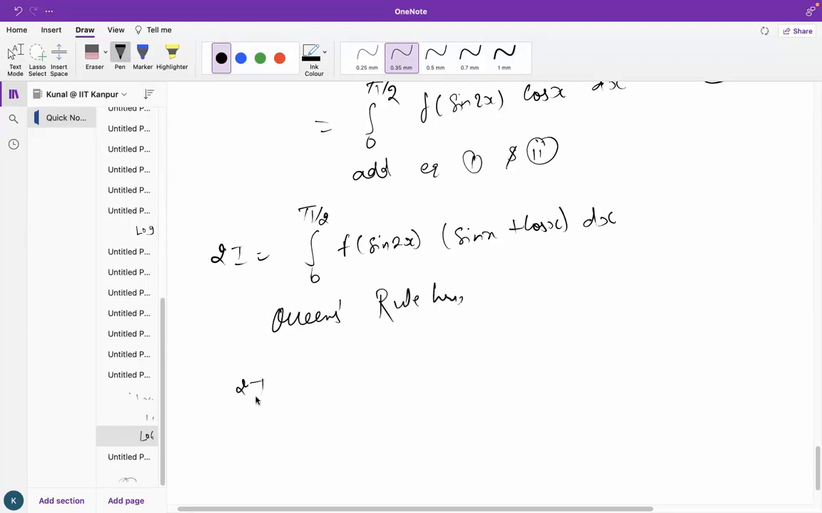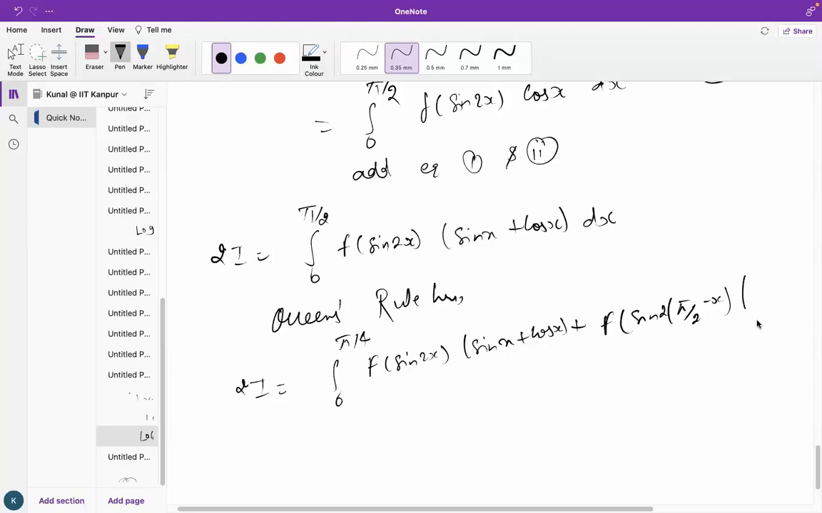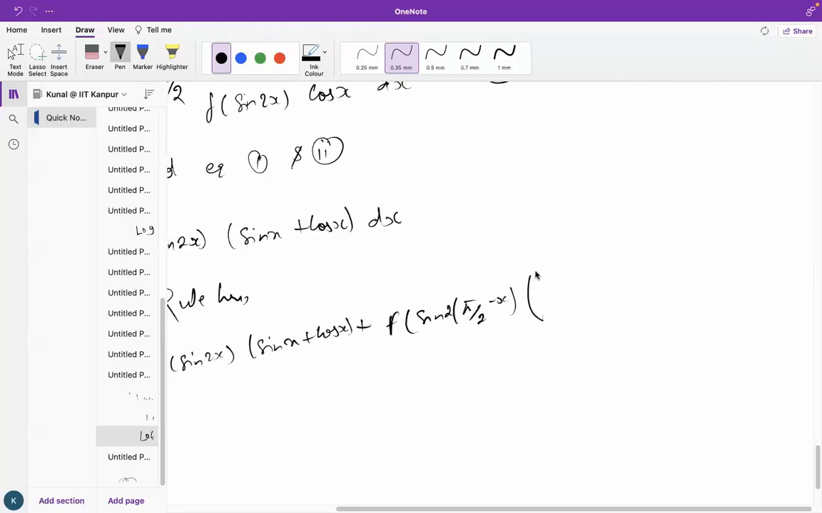So when we apply the Queen's rule, it's equal to 0 to pi by 4, f of x plus f of 2a minus x, which is equal to f of pi by 2. Let me write here now, 2 into pi by 2 minus x. And this is written as sine of pi by 2 minus x plus cos of pi by 2 minus x. I hope you all understand what I'm trying to say, and this is dx.